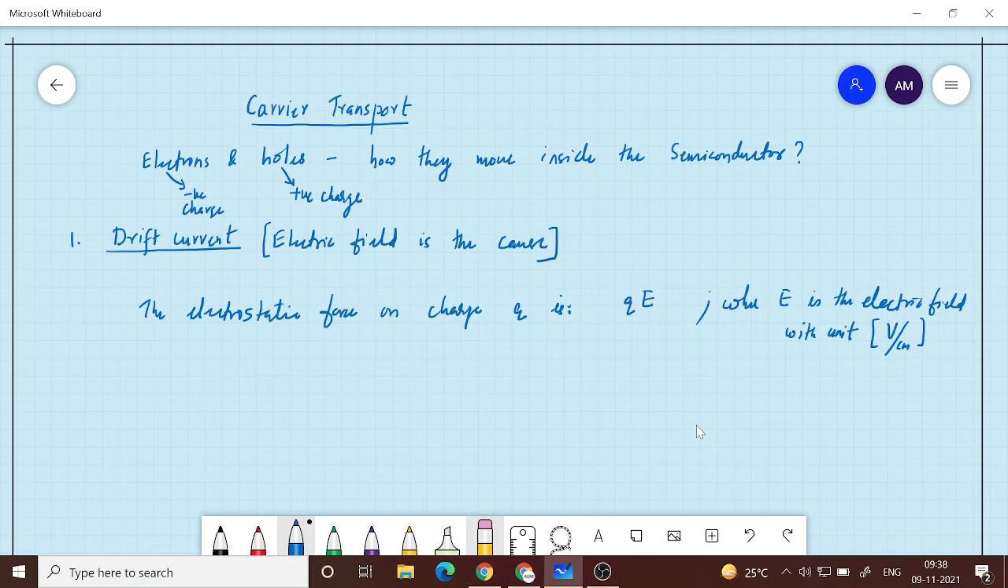Whenever there is a force acting, if you consider Newton's law, this force will try to accelerate the electron. Okay, but there is a difference. Electrons are not free particles. They are inside the crystal. We are considering electrons inside the crystal. So the mass of the electron is not the rest mass, it is basically the effective mass, so that effectively you can treat the electron as moving freely with a different mass.